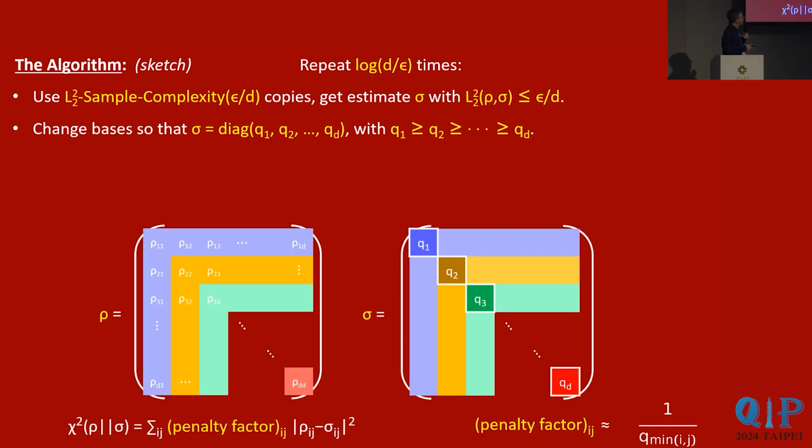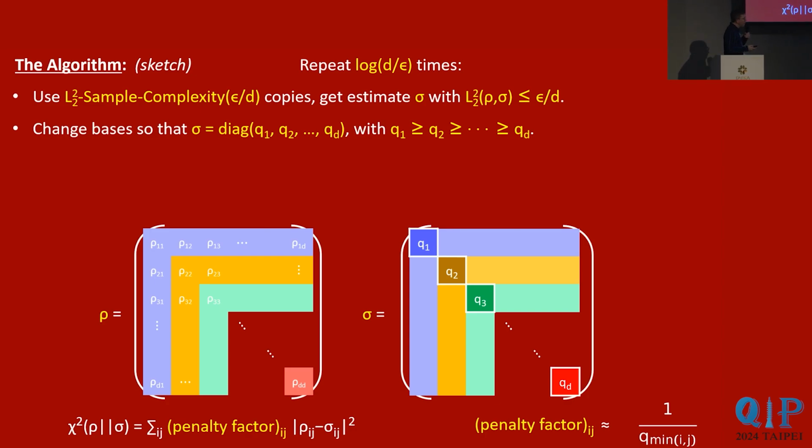Okay, and so now here's the picture. We have this diagonal estimator for this unknown state rho. And we know that if this penalty factor weren't here, it would just be like the Frobenius squared distance, and that would be bounded by epsilon over d. But unfortunately, in the chi-squared version, you have this penalty factor.